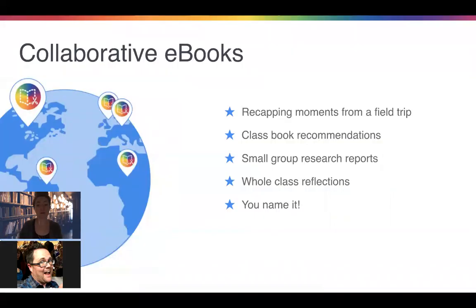So when we talk about collaborative ebooks, you might have students recap moments from a field trip. They all share in one page their favorite part of a field trip. They might do some recommendations for books that they love. They might not have everyone in their class. Like if the idea of having 30 kiddos in one book is kind of freaking you out a little bit, right? You might just have 3 or 4 kids working together. So maybe it's a small group research report. You might have kids do a whole class reflection. This is a you name it situation, right? You have the power to make some decisions and decide how you want kids to interact in this space.